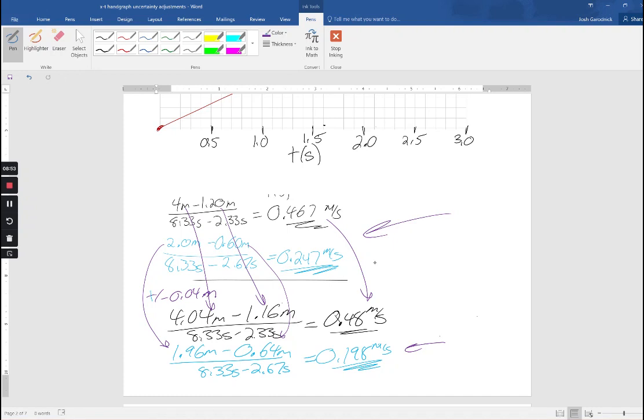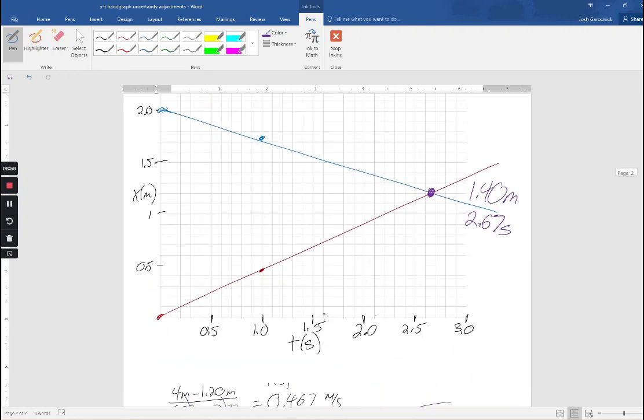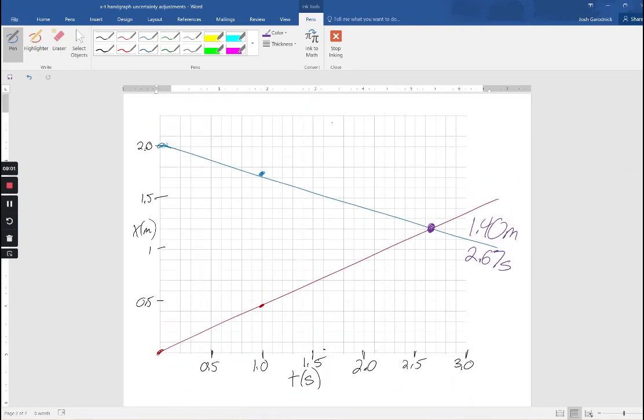Then I would use those slopes right here, these two slopes. Go back up to the part in your lab where you're asked to predict with a graph, and I would do exactly what I did here, but with your distance intervals.